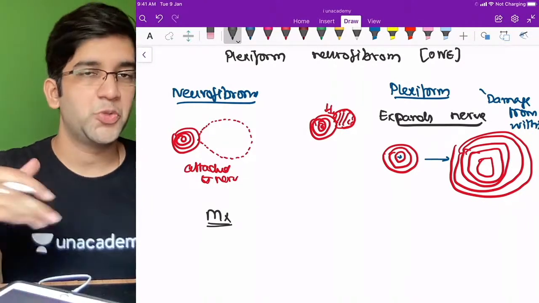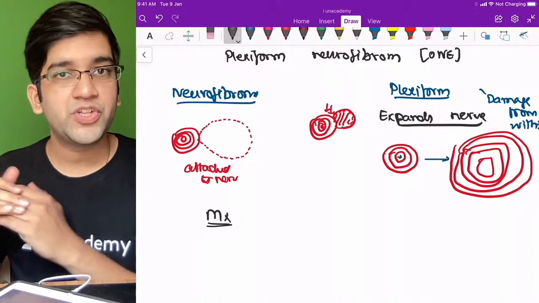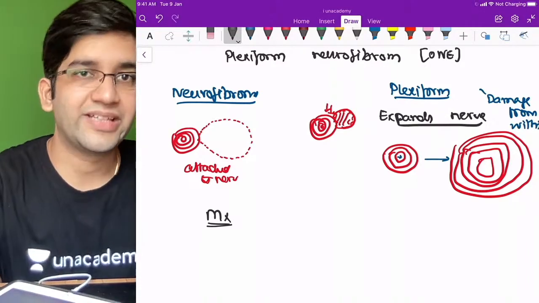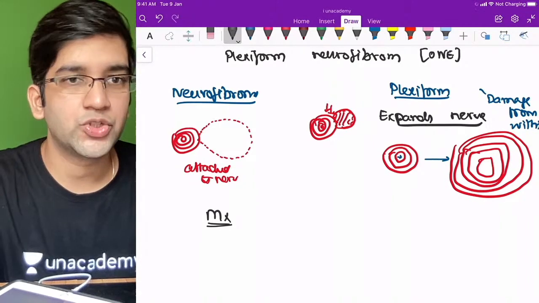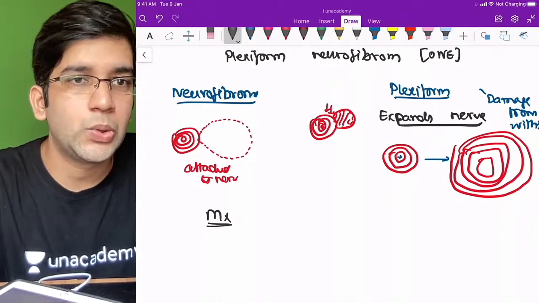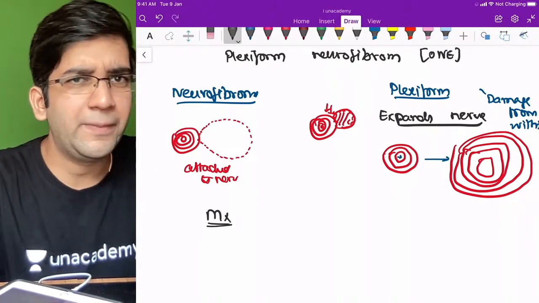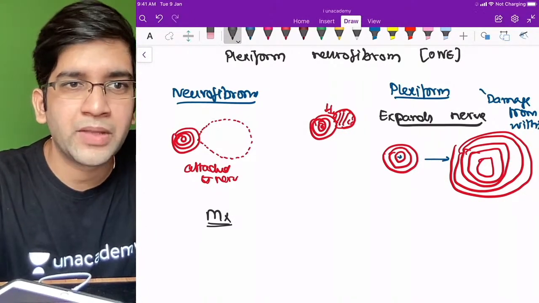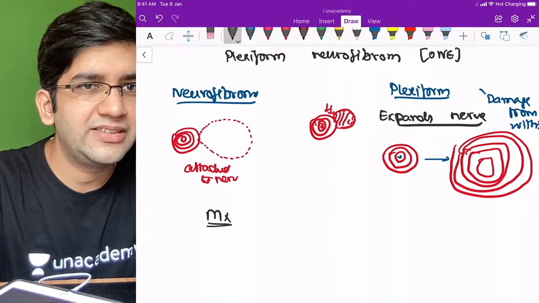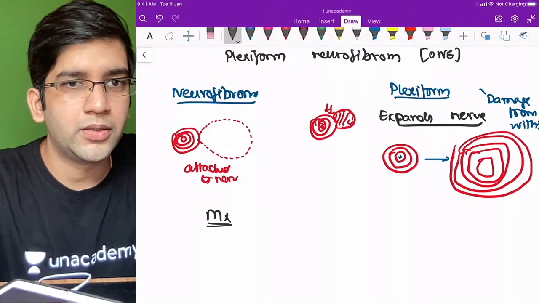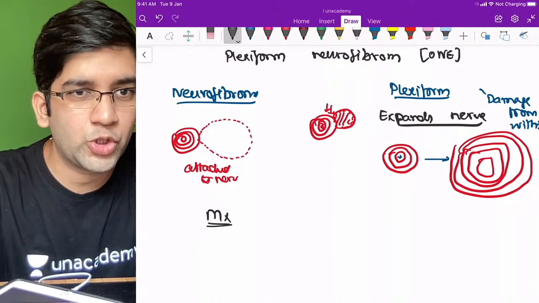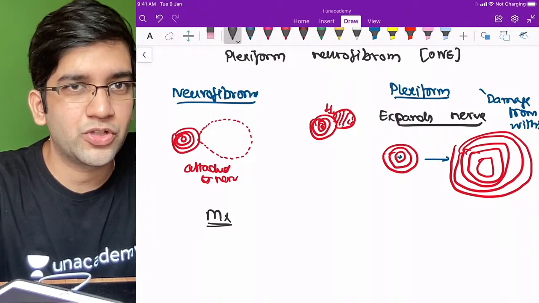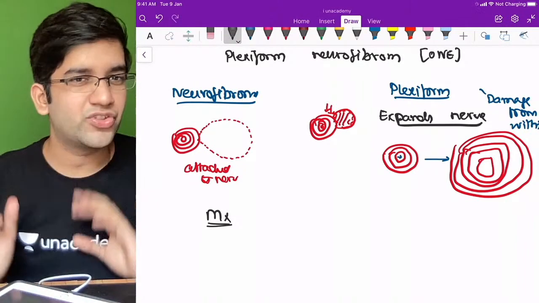You won't see the Verocay bodies, right? Verocay bodies will not be present in neurofibroma. Verocay bodies are a classical finding seen only in schwannoma. So what do I see in neurofibroma to identify it as neurofibroma? I'm going to base it on the nerve fiber only. I hope you must have seen the nerve fiber in microscopy. If not, you must have definitely seen Pacinian corpuscles in your histology, in your dermatology. It kind of looks like that, right?